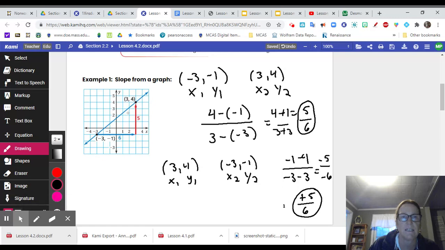And that's because this line slants up to the right. It has a positive slope. It doesn't matter which point I call which. The slope is the slope.